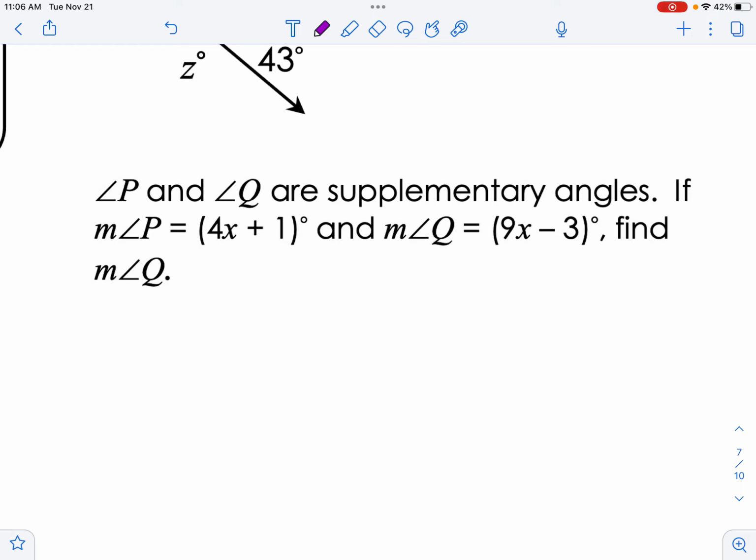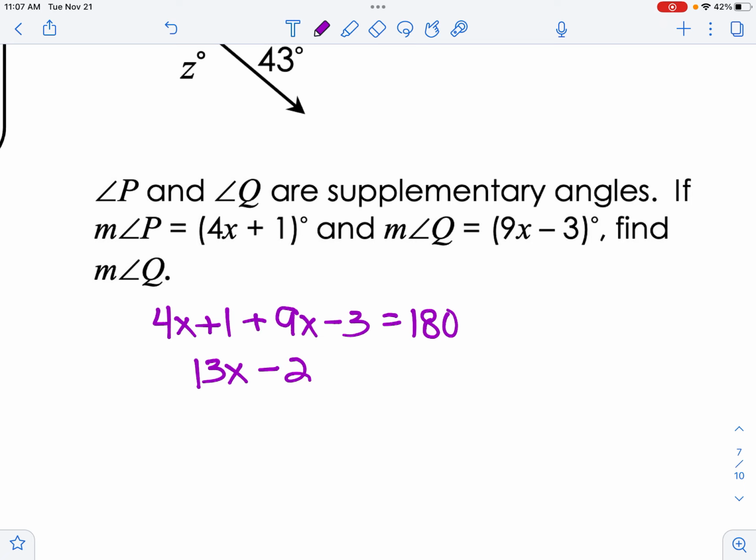Well, they're supplementary, so I want to think adds up to 180. So I'm going to say, I know that 4x plus 1 plus 9x minus 3, that has to equal 180 degrees. Now I want to solve for x so that I can figure out what Q is. So we're going to combine like terms. We get 13x, and then 1 minus 3 is negative 2.